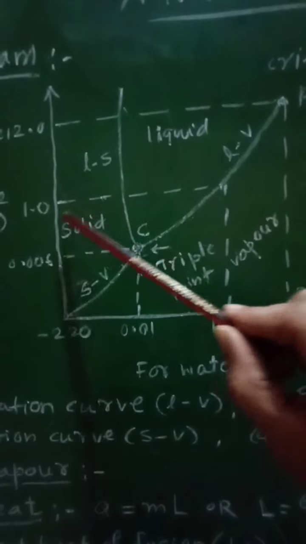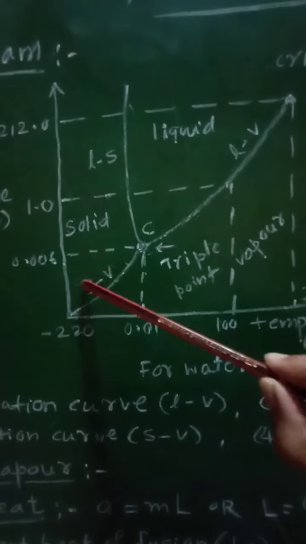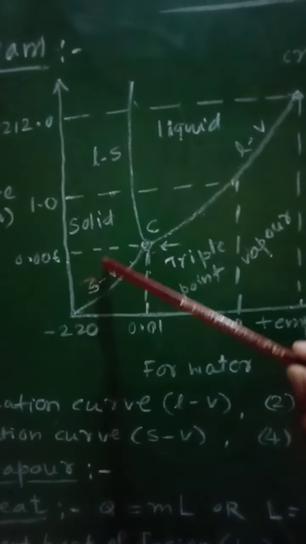In this portion, the substance will be in the solid state. In this portion, it will be in the liquid state, and in this portion, it will be in the vapor state. The corresponding values of pressure and temperature for the triple point of water are a pressure of 0.006 atmosphere and a temperature of 0.01 degree Celsius.